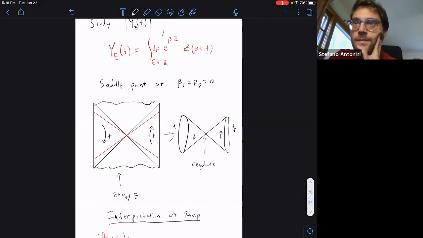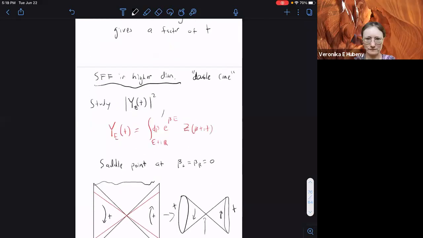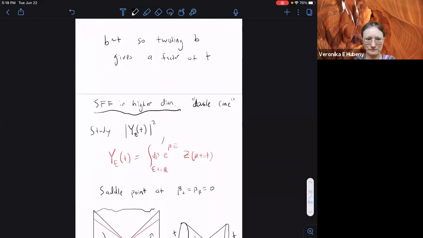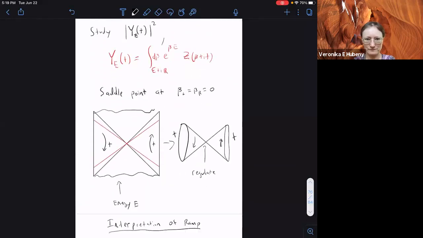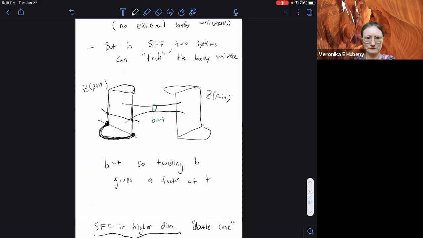That's a good question. Yeah, so I don't think there's... so this picture here. Okay, maybe let me say this. So what we've done is we worked at fixed energy, and then the saddle point is at beta equals 0. So we can try to do that to this picture, and let's see what happens. So beta is like the length of this segment here and the length of this segment here.